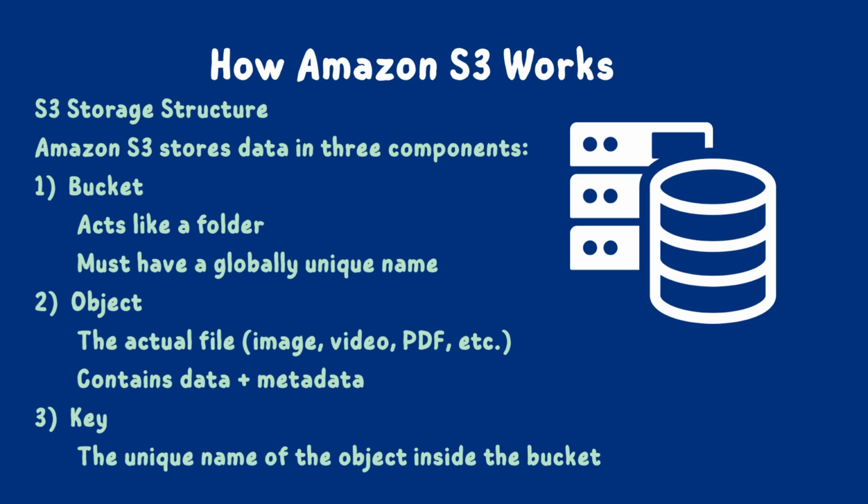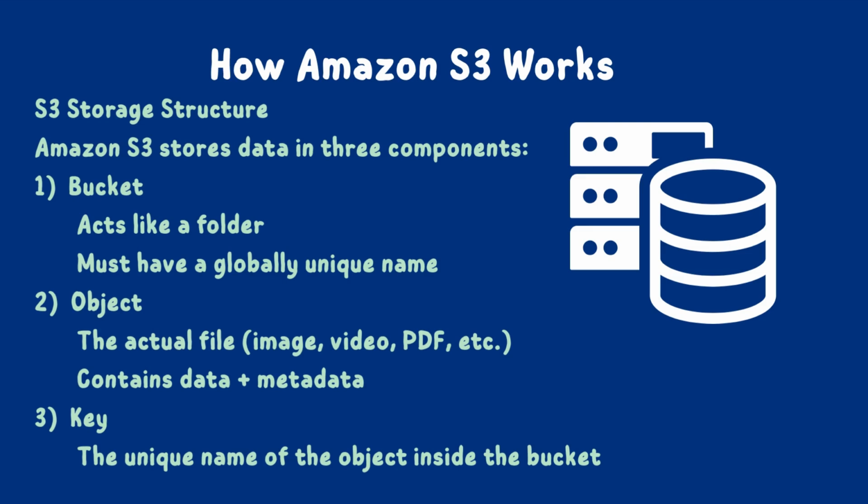The first one is bucket. It acts as a folder. It is a container that holds files. It must have a globally unique name, because no two buckets in the world can have the same name. So here we are giving a unique name.